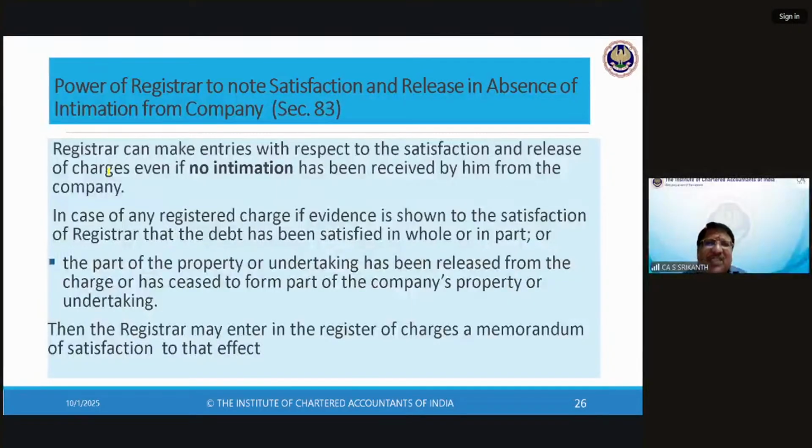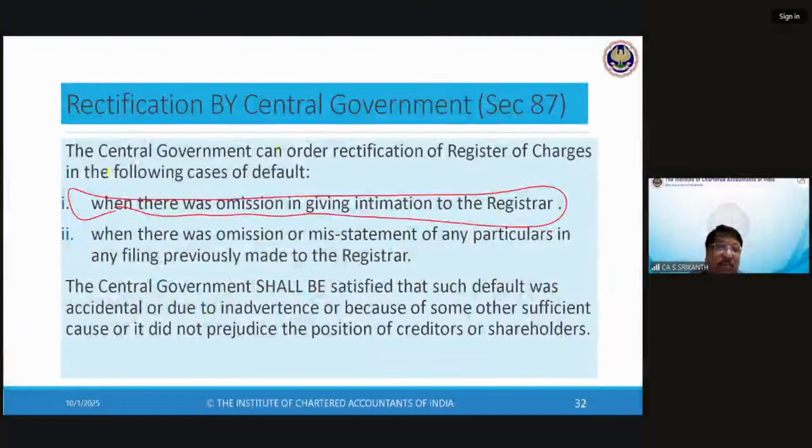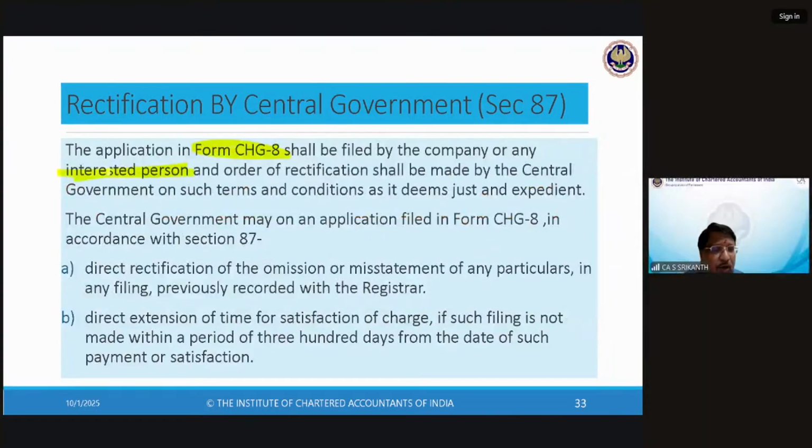So, basic difference, my dear friend, 83 is only for satisfaction and release. Only for that. But 87 is a wider, general provision. There is a general intimation that omission to give intimation to the registrar. You have created a charge, but not registered it. Omitted to inform. That also you can go under 87. 83 power is with the registrar. 87 power is with central government, which is regional director.